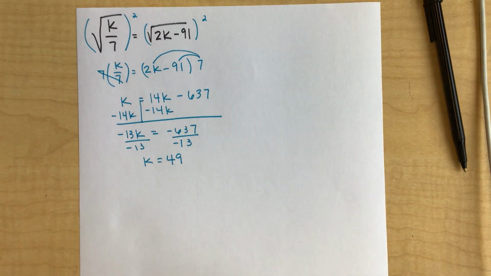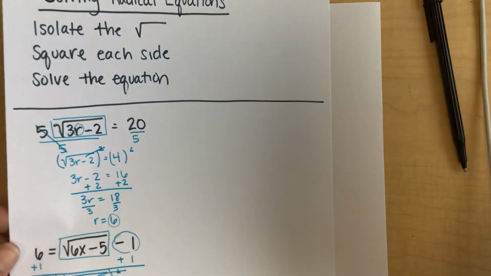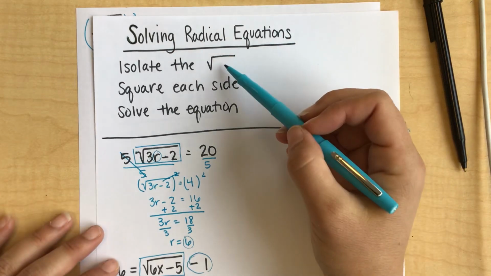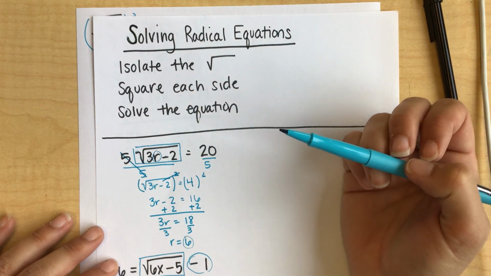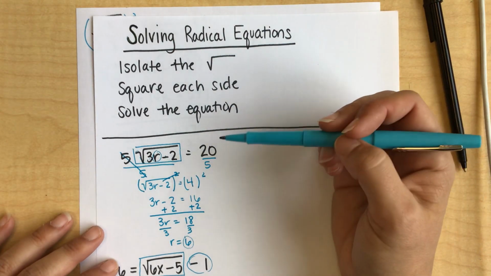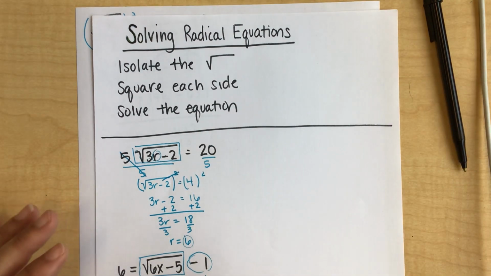Okay? So that's all this is basically: isolating your radical, square each side, and then solve the equation. It's pretty basic. These can get more complicated, but we're going to stick to basic. If you need to, rewatch the video, rewind it, pause it, look at them, and see what you can do. If you have questions, please feel free to ask.